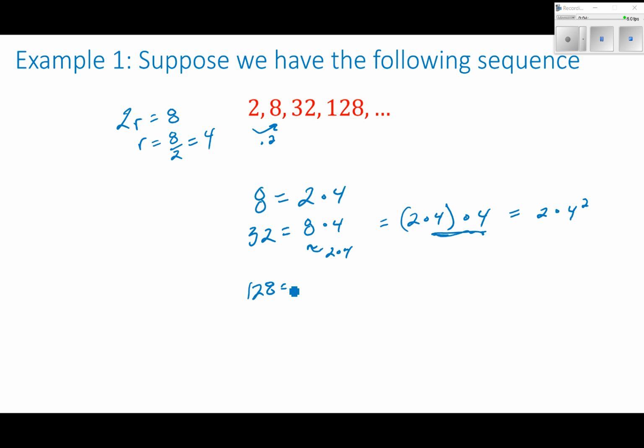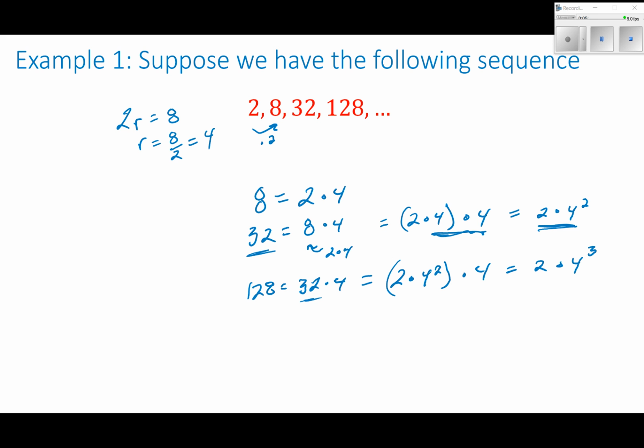I could take this another step. If I look at my 128, that's really 32 times 4. But I know my 32 here is the same as this, so I could say that's 2 times 4 squared, times 4, which is 2 times 4 cubed now.